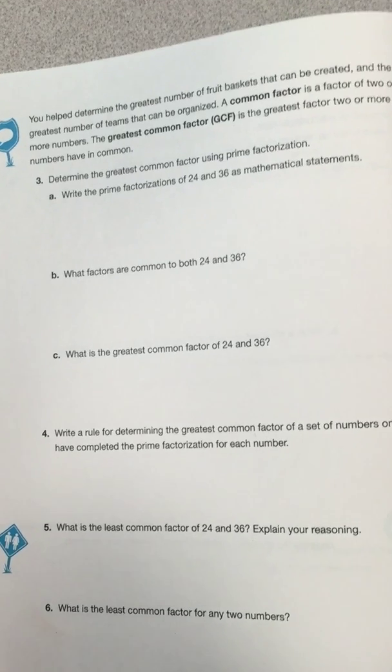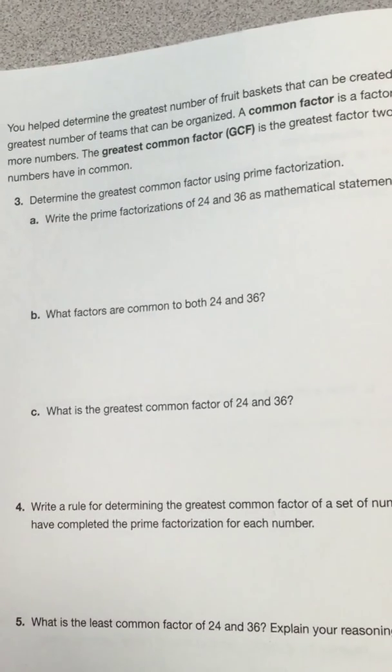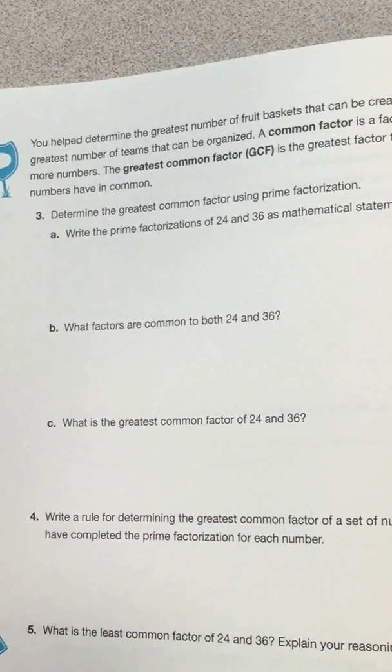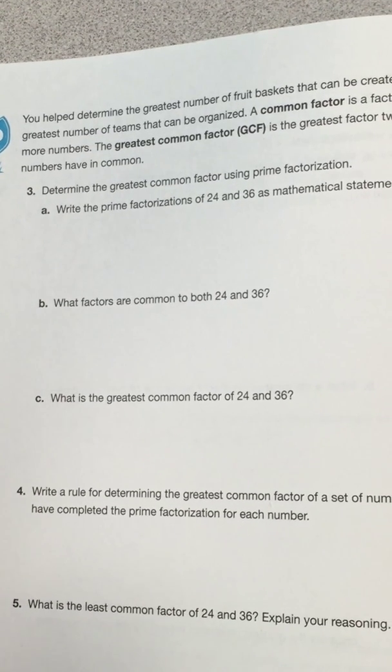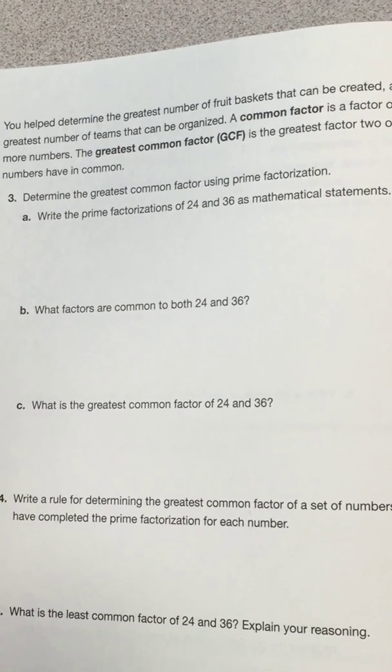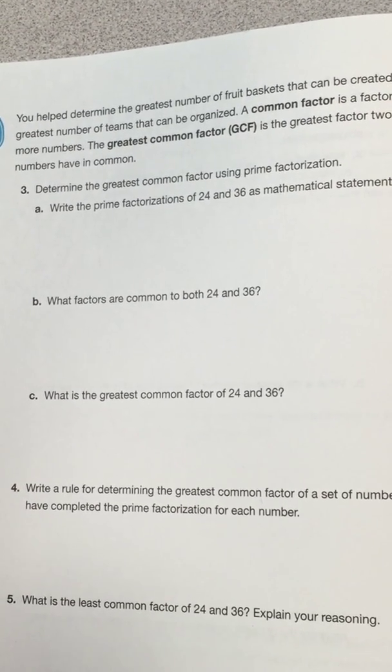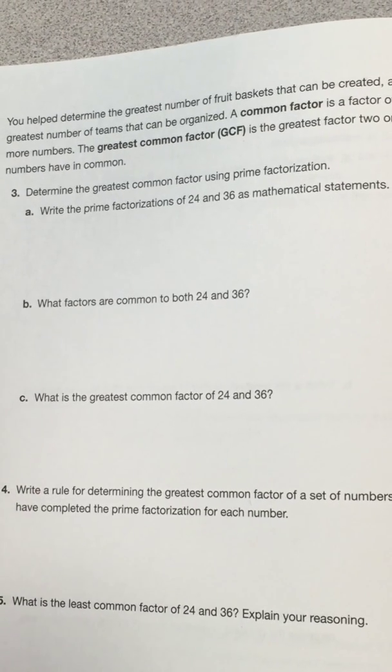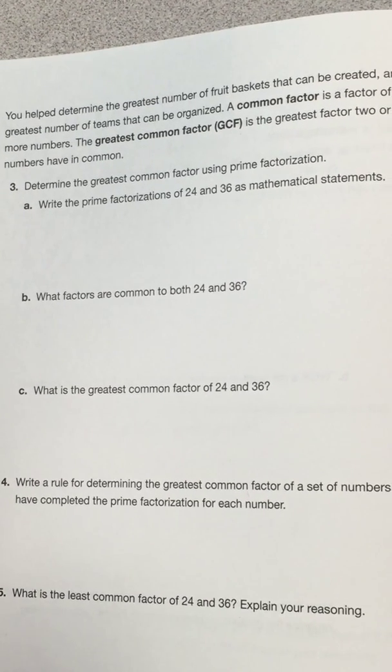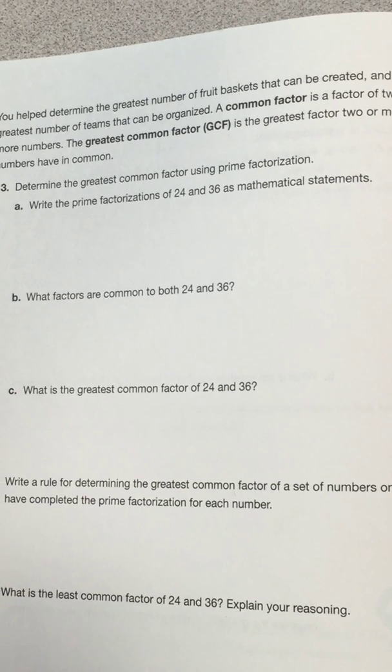All right, so in the previous problem, we helped you to determine the greatest number of fruit baskets. And so we're going to continue that with this problem here. It says, you help determine the greatest number of fruit baskets that can be created and the greatest number of teams that can be organized. A common factor is a factor of two or more numbers. The greatest common factor is the greatest factor two or more numbers have in common.